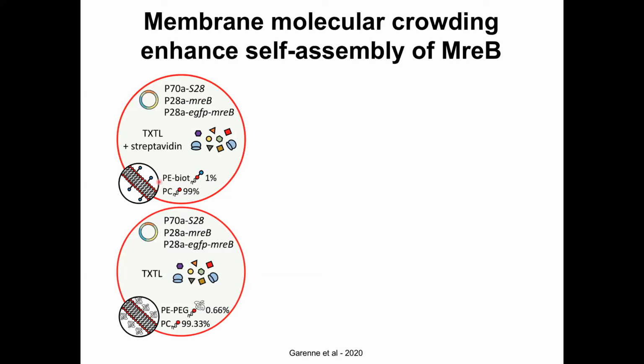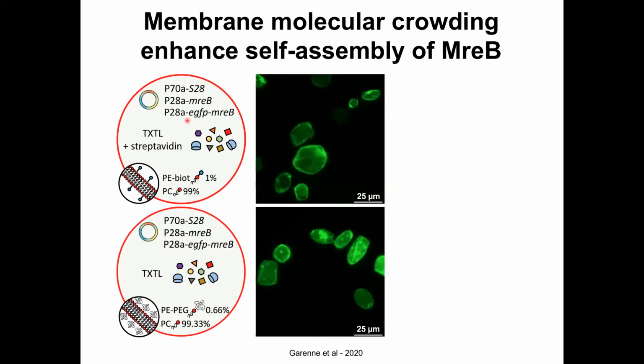Now we use streptavidin biotin. We put some streptavidin inside, and because we have lipid biotin, the streptavidin sticks to the membrane and forms a molecular crowding that has nothing to do in terms of chemistry with the PEG. These are two absolutely different types of macromolecules that we stick to the membrane. And the fact is that it works as well.